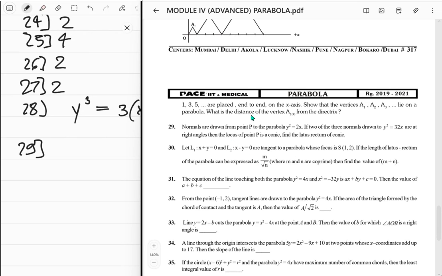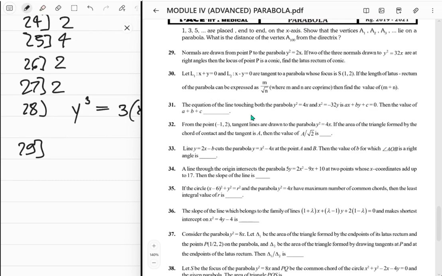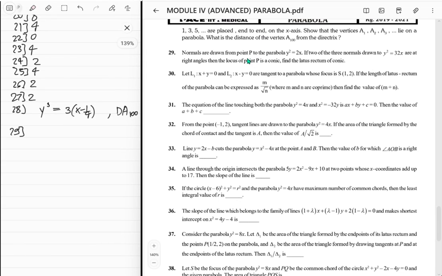Normals are drawn from the point. How much is left? Just 8 more questions. Keep going. Normals are drawn from the point P to the, what's the time? 11:06. Fine. And the thing is, like, I have a test in a few hours, so do this quick.